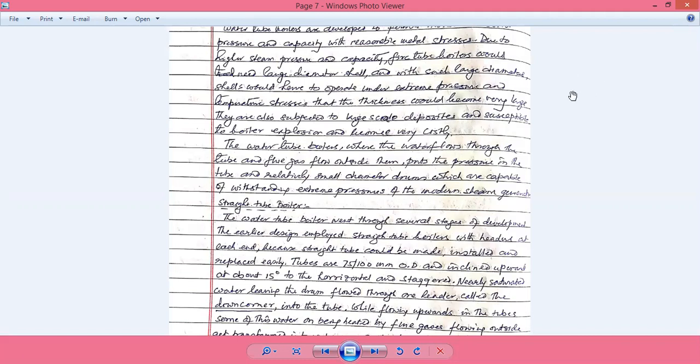There are essential differences due to higher steam capacity and pressure. Fire tube boilers generally need a larger diameter shell because the capacity of the fire tubes is high, and a large diameter shell is used there. But in water tube boilers, the water flows through the tube and the flue gas is outside.